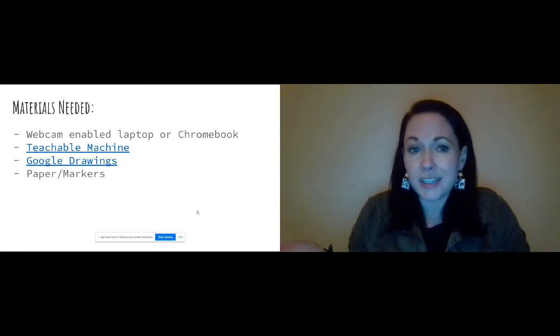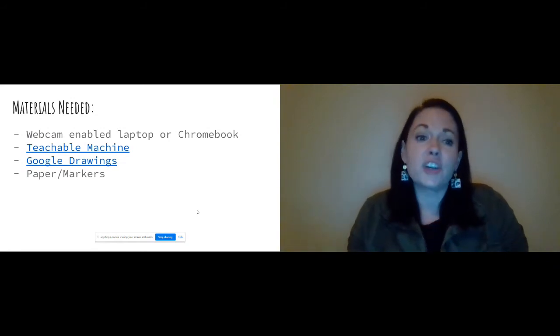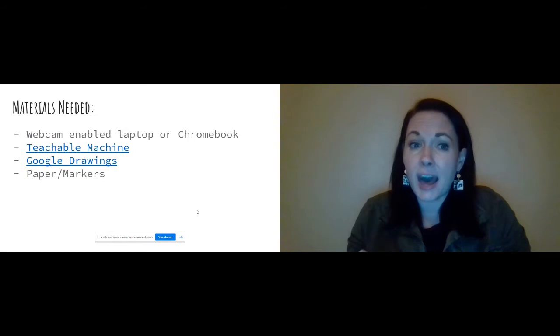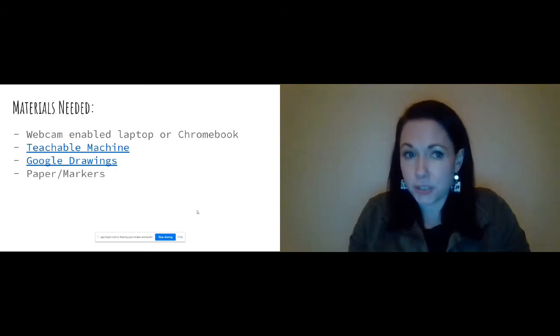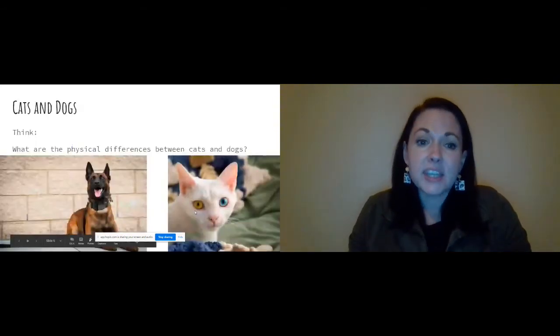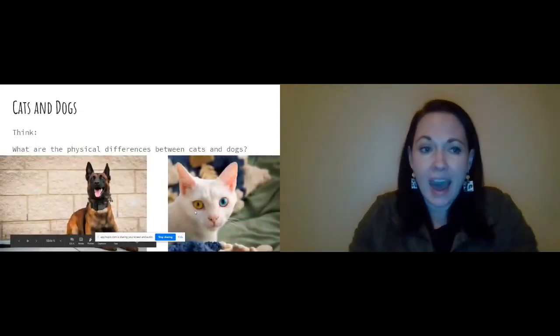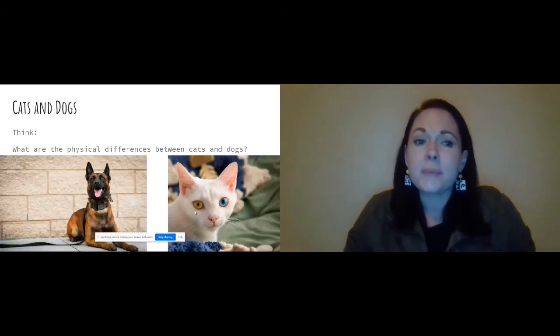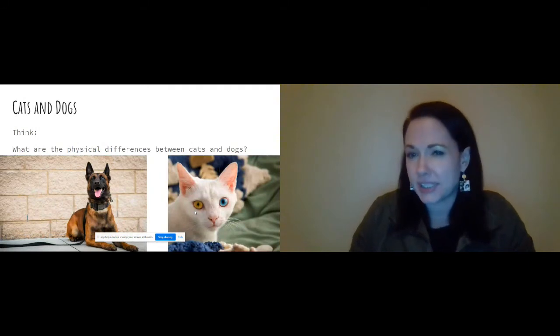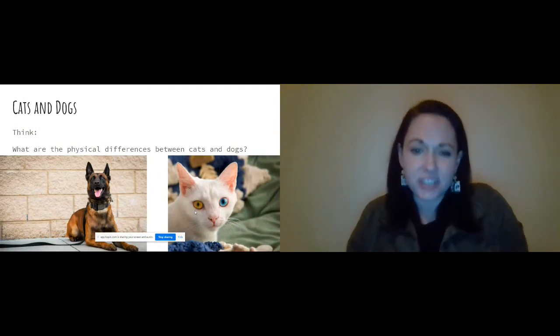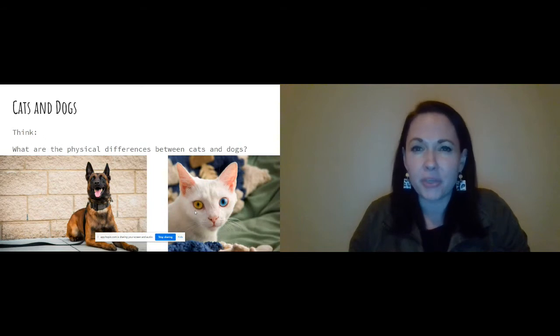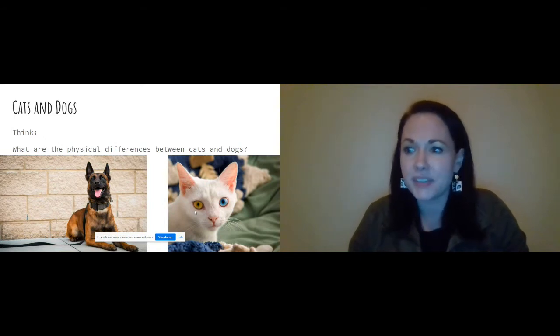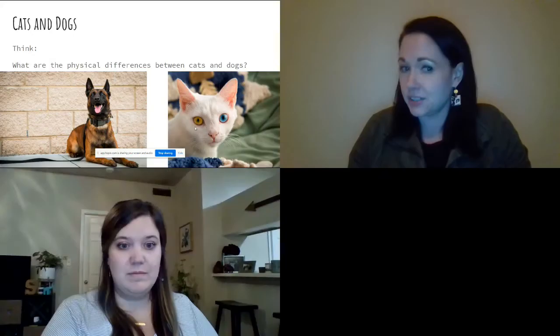So your kiddos are going to need a laptop or a Chromebook. They're going to need the Teachable Machine website, Google Draw, or paper and markers, okay? You're going to start off your lesson by having your students look at these two pictures. And then you're going to have them think, what are the physical differences between a cat and a dog? I'm going to hold the silence for about 30 seconds. If you will just type in the chat box, what are the physical differences between a cat and a dog?